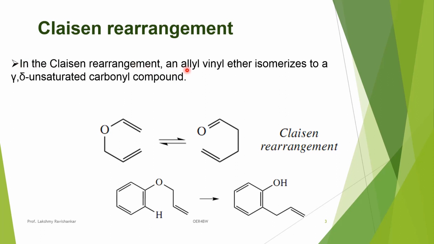You basically have an allyl vinyl ether, or it could also be a phenyl allyl ether, which isomerizes to a gamma delta unsaturated carbonyl compound if you are taking an aliphatic allyl vinyl ether. And if you take the phenyl allyl ethers, then you end up with ortho allyl substituted phenols.